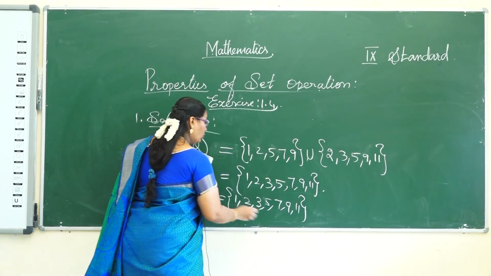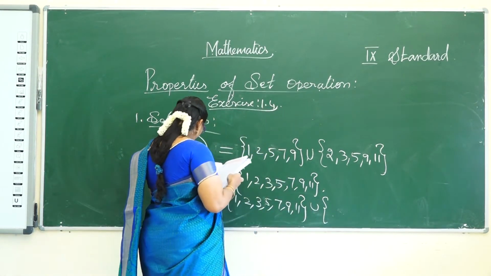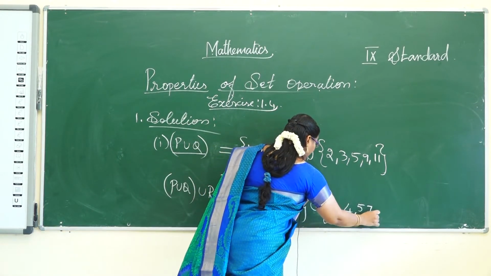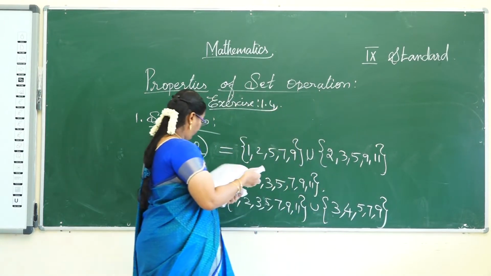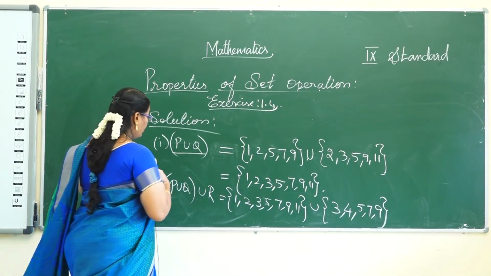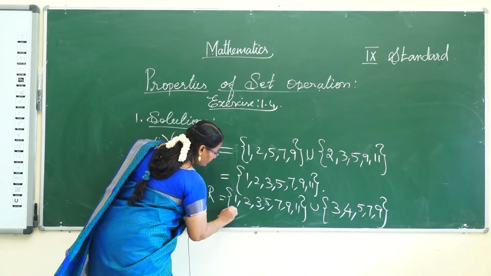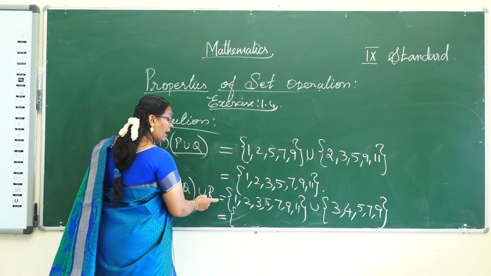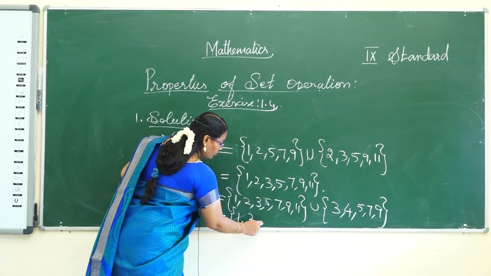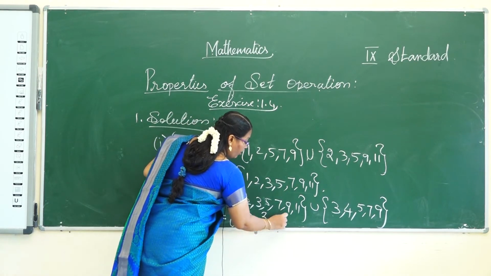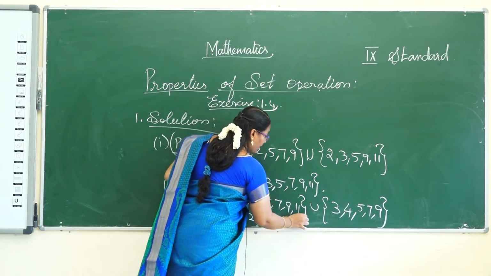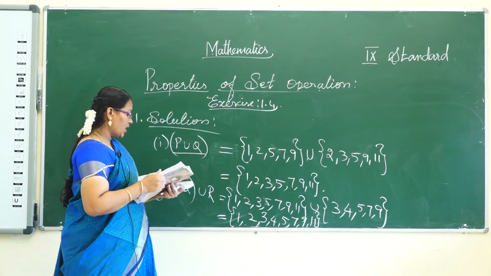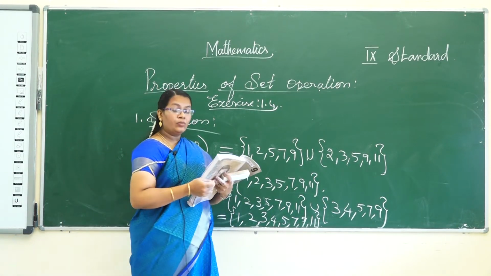What are the elements in set R? R has the elements 3, 4, 5, 7 and 9. Now join all the elements from sets P union Q and R. So 1, 2, 3, 4, 5, 7, 9 and 11. Okay, that's all. The remaining two problems are homework. The second and third problems are homework.